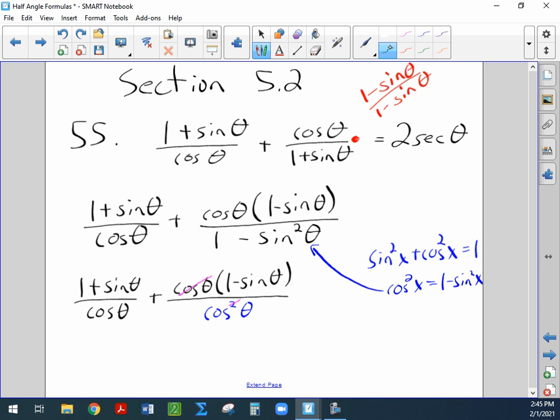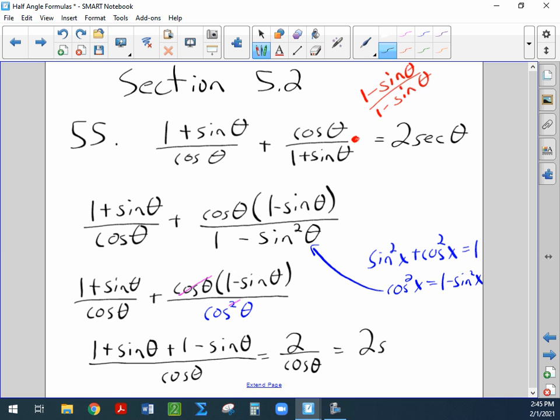So I can put these two together as one fraction, 1 plus sine theta plus 1 minus sine theta over cosine theta. The 1 plus 1 is a 2. The sine theta minus sine theta goes away, and I have 2 over cosine theta, which is 2 secant theta.